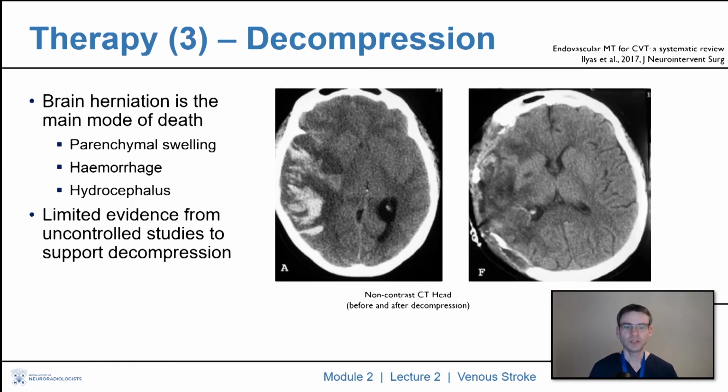On the right, we see a decompressive hemicraniectomy. And as with arterial stroke, the larger the hemicraniectomy, the more likely it is to be successful, where the right cerebral hemisphere is now herniating through the defect, but that has relieved some of the midline shift and mass effect on the ventricles.